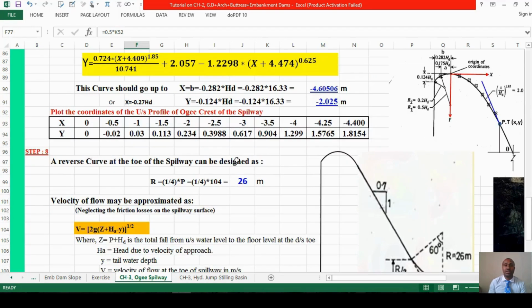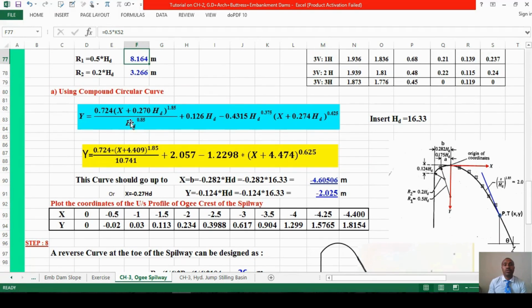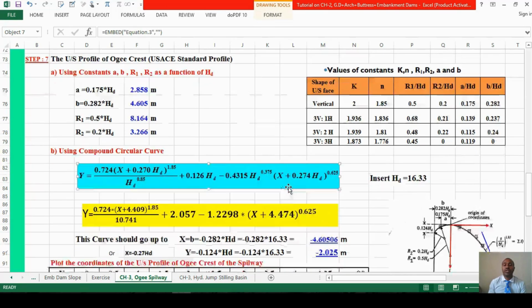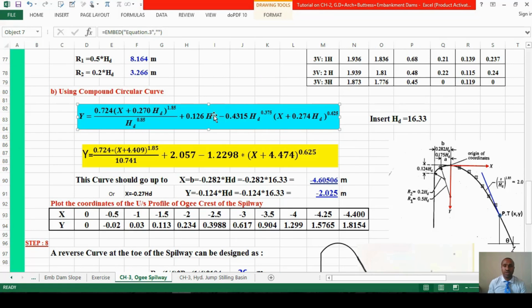So how do you design just the curve? The second method is using a compound circular curve. Using the compound circular curve, you have this equation. This is the general equation for the upstream profile. You substitute HD 16.33, then you may further differentiate this equation. But you don't have a slope on this one. Then you can get the general equation. You may provide offsets, then finally you can calculate.